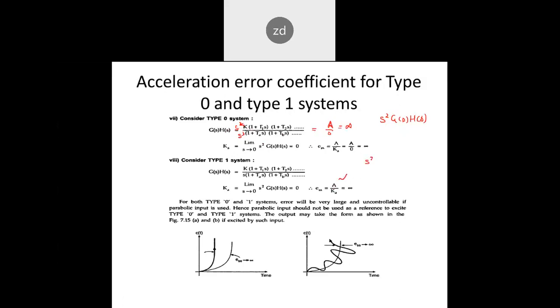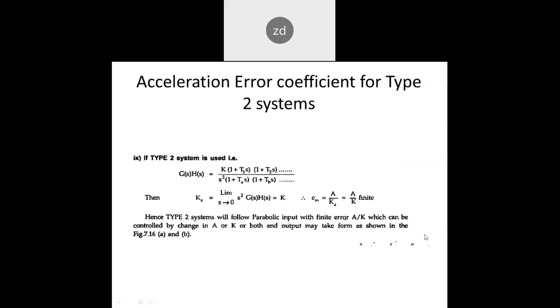But for a type 2 system, you see here, this is s square divided by s square into k. So this and this are getting cancelled, so this power of s is not applying. Here you put 0, here you put 0, here you put 0, and the only value remaining is k. So for a type 2 system, ESS would be equal to a by k. There would be some finite value for a parabolic input, which you can see here.